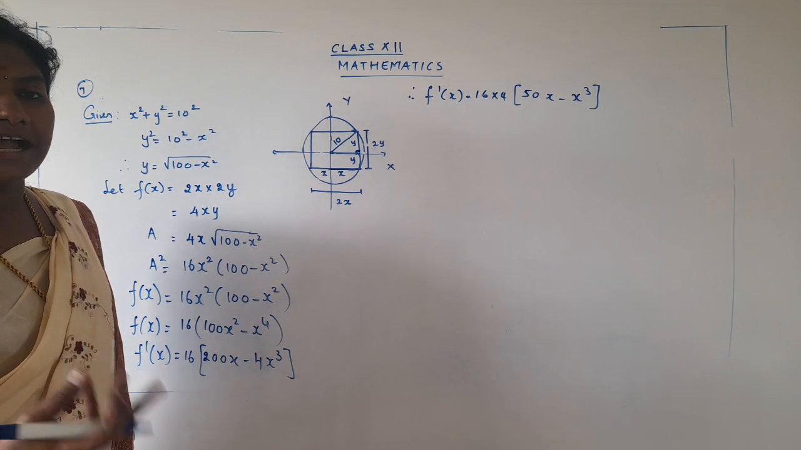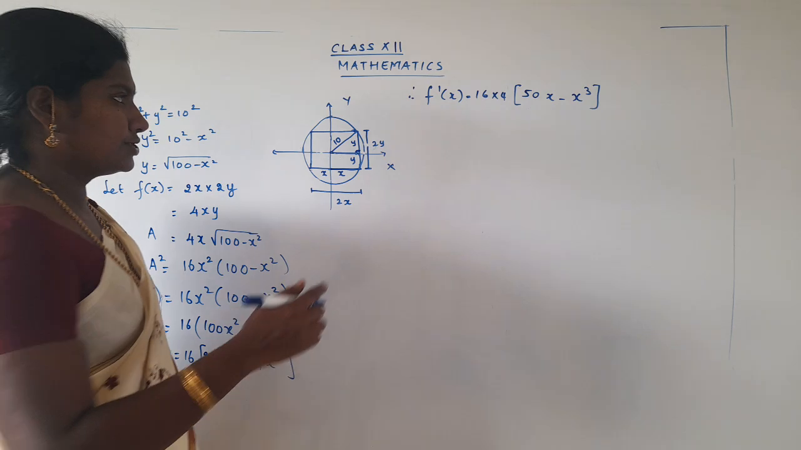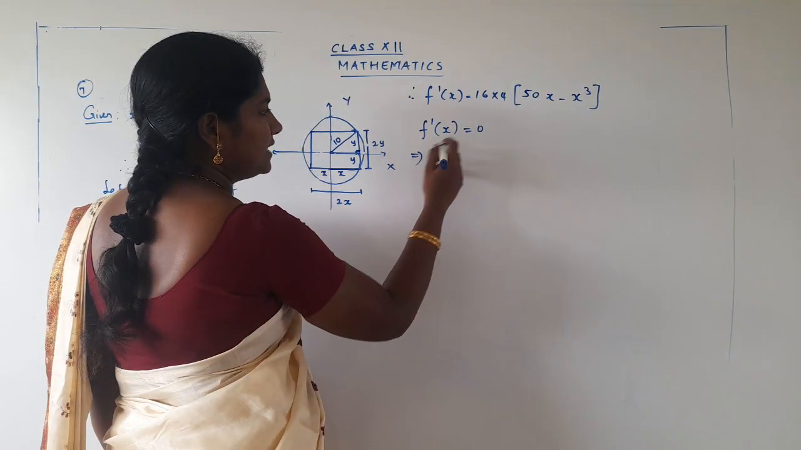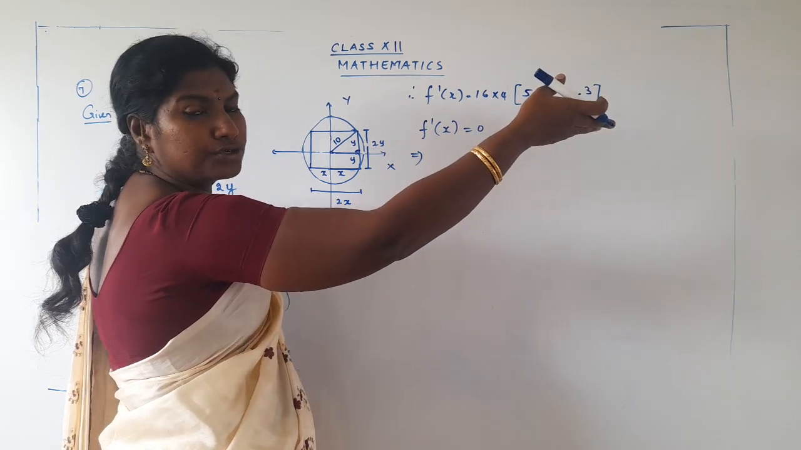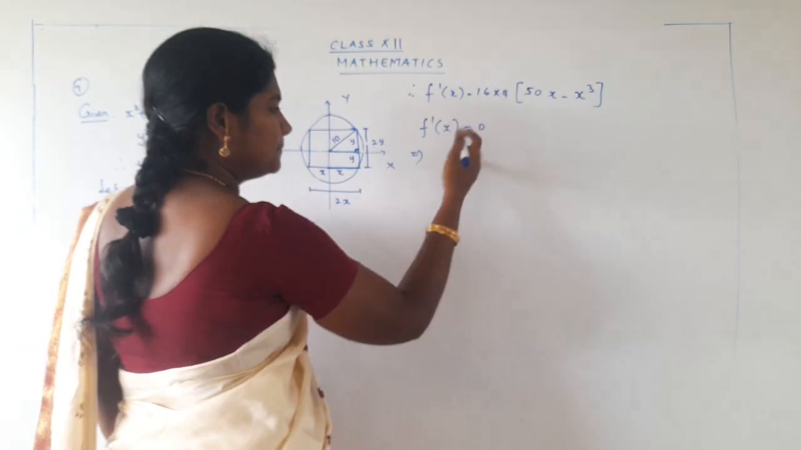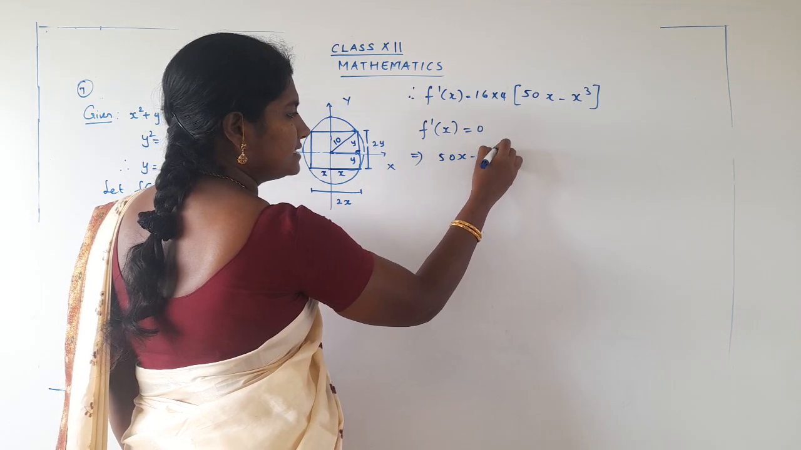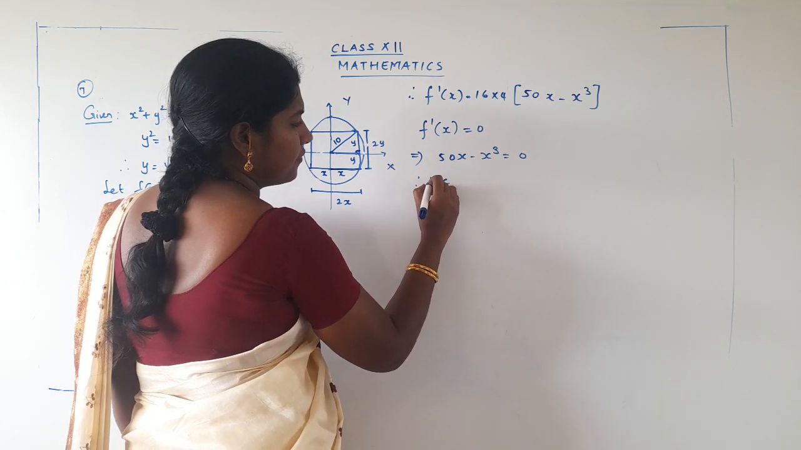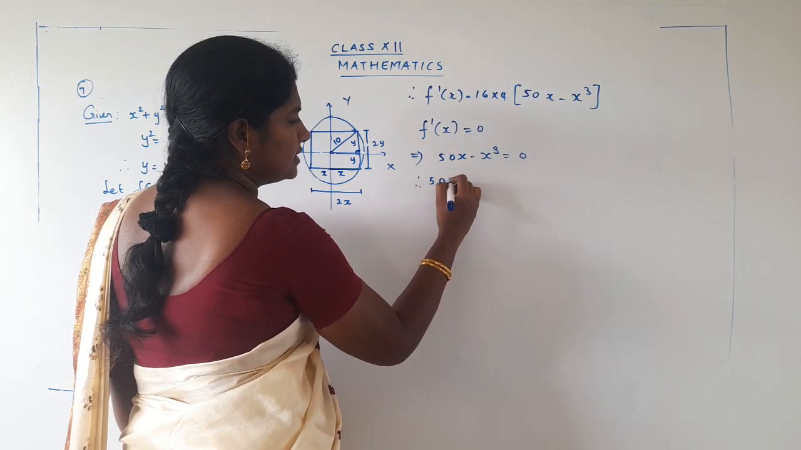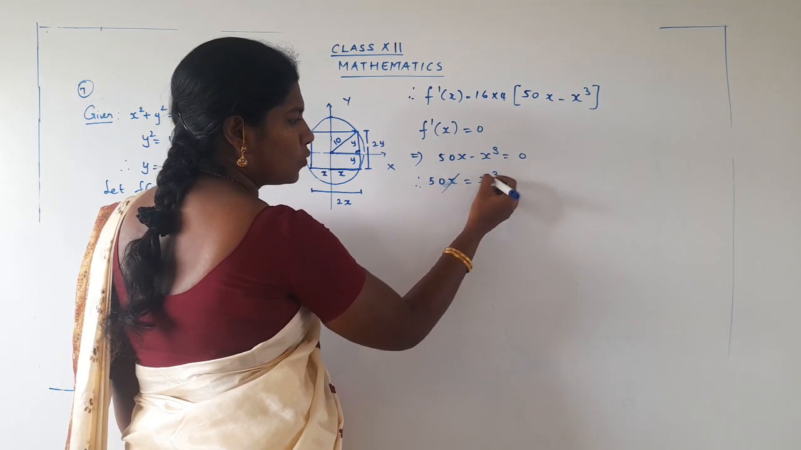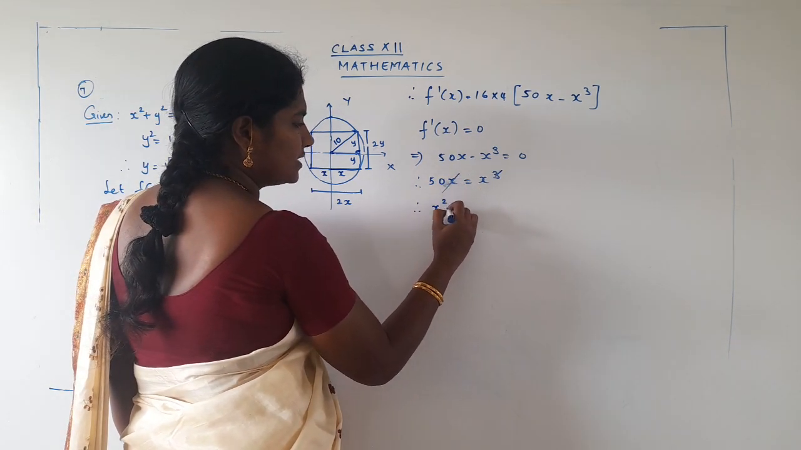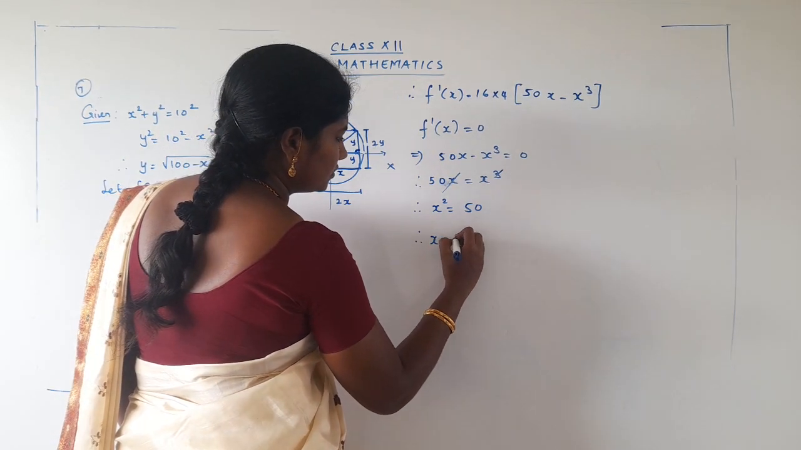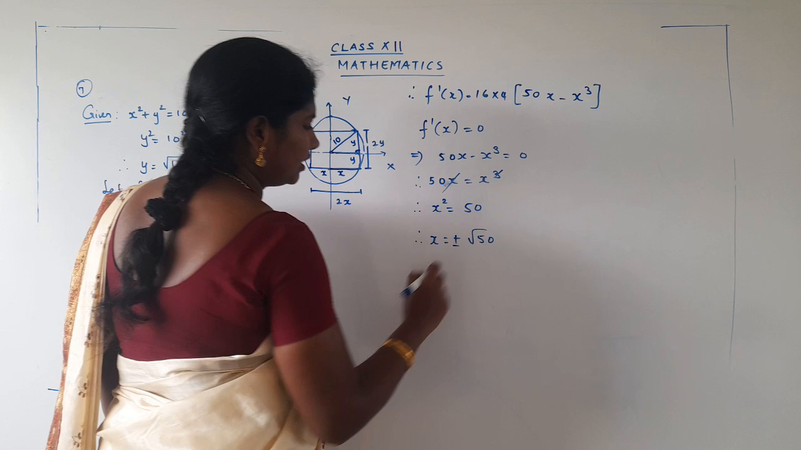Okay, now what is the next step? We have to equate f dash x equal to 0. So f dash x is equal to 0 implies 64 goes to that side and it becomes 0. So only take this part: 50x minus x cube is equal to 0. Therefore 50x is equal to x cube. So we can cancel x and x. I get x square is equal to 50.